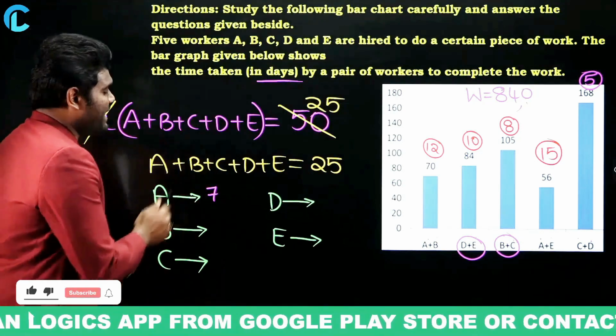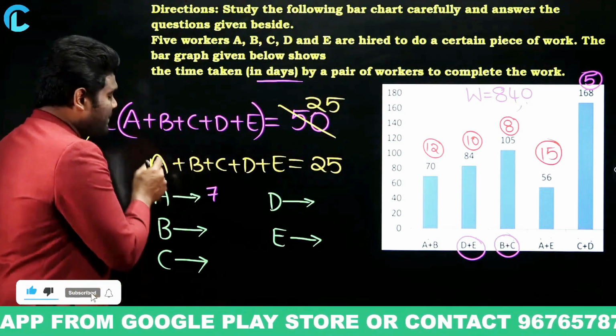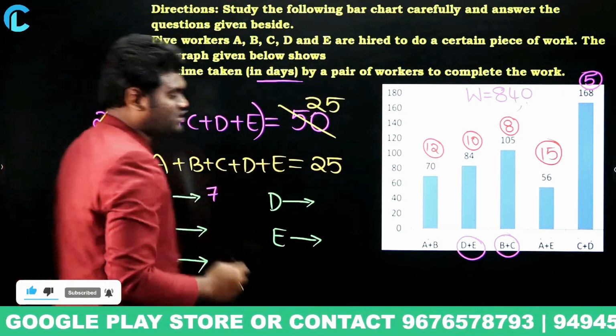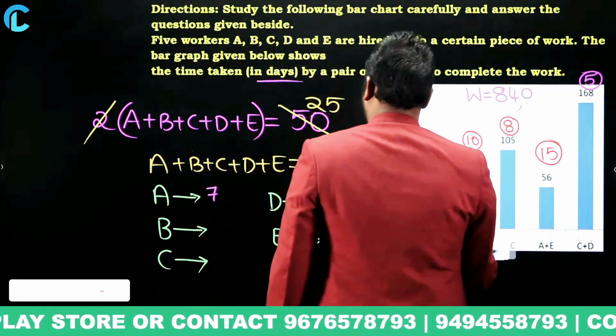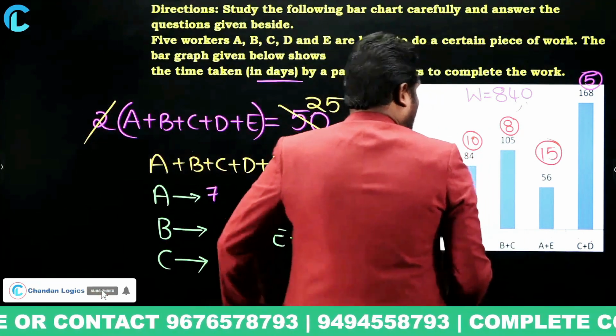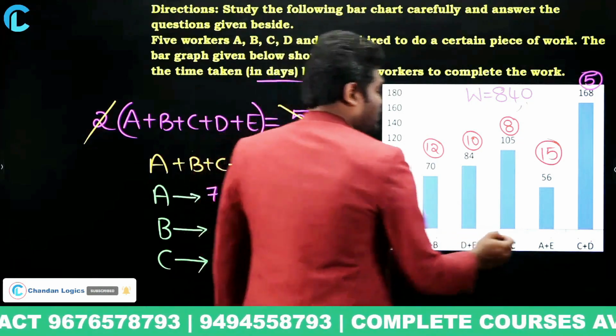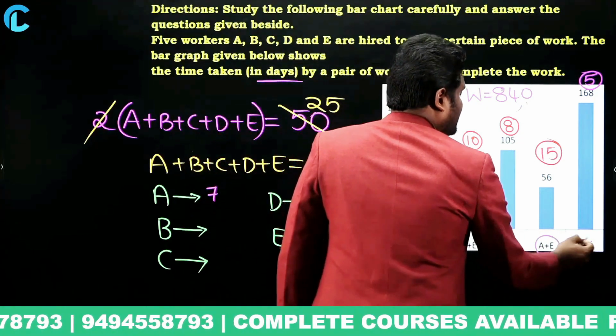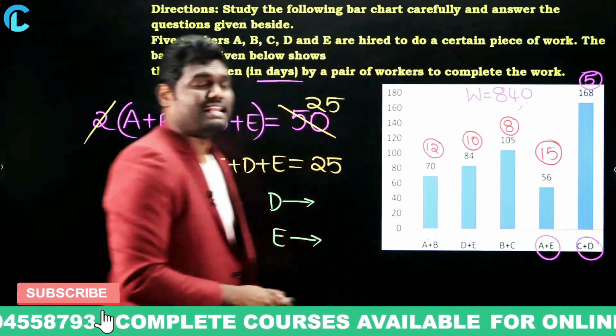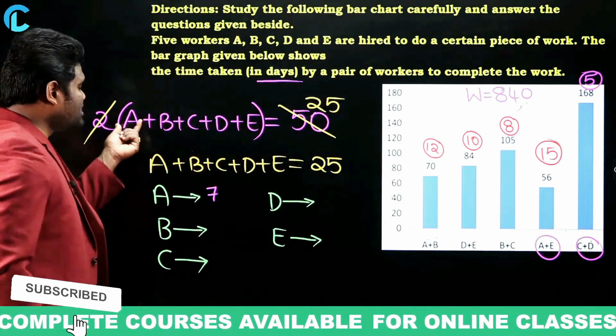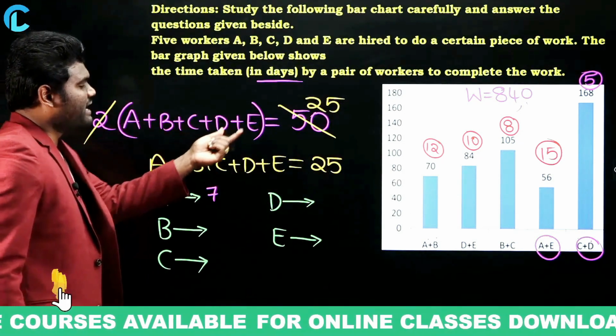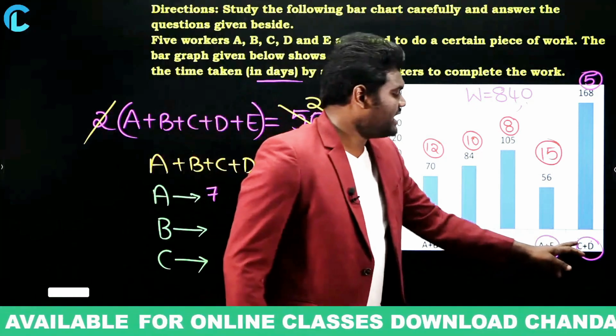Okay, what about B? If I need to know B, I need to subtract A, C, D, E. Yes or no? I need to subtract A, C, D, E. If I need to know B, I need to subtract A, I need to subtract C, I need to subtract D, I need to subtract E. Now look, A, C, D, E.